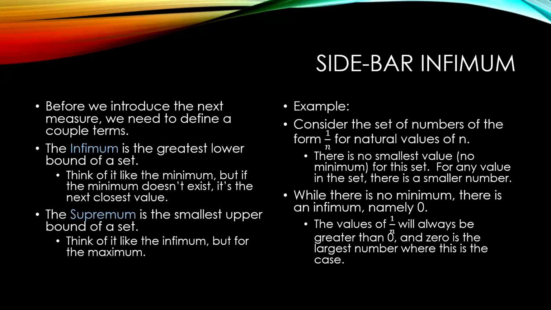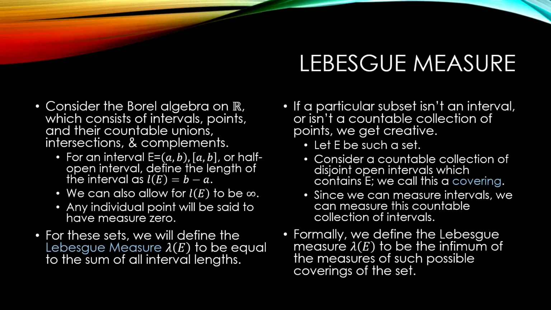The reason we need infimum and supremum is sometimes when we're trying to measure things, we end up getting some weird sets. And that's where this idea of Lebesgue measure comes in. Consider the Borel algebra on R, which consists of intervals, points, and their countable unions, intersections, and complements. For an interval E from A to B, or some half-open interval, we're going to define the length of the interval as L of E is equal to B minus A. And so our measure of any interval is always just going to be subtract the endpoints.